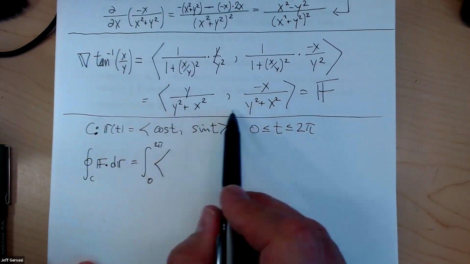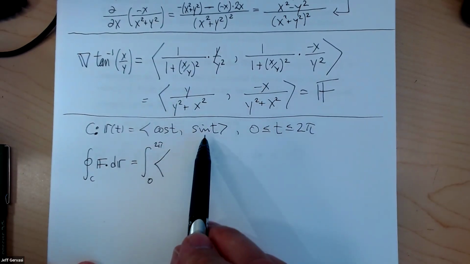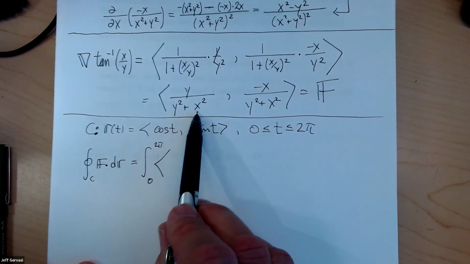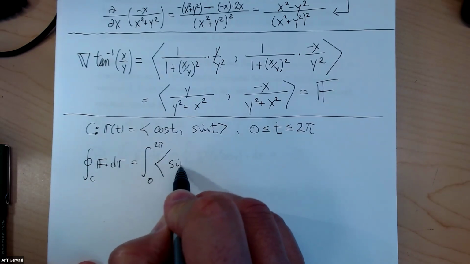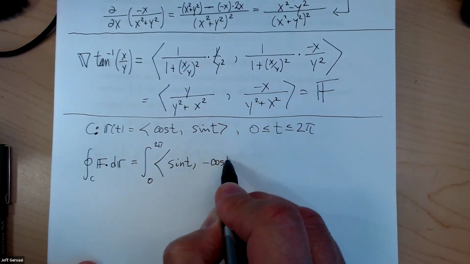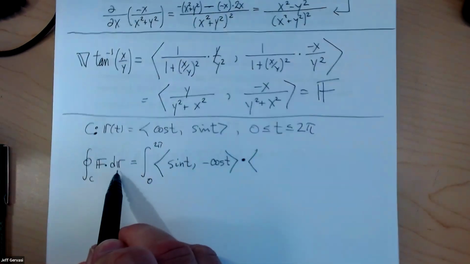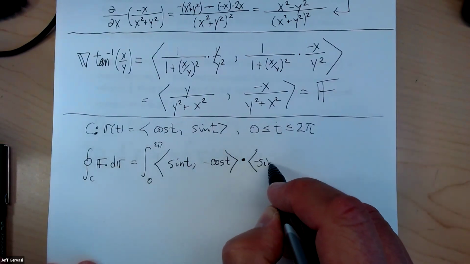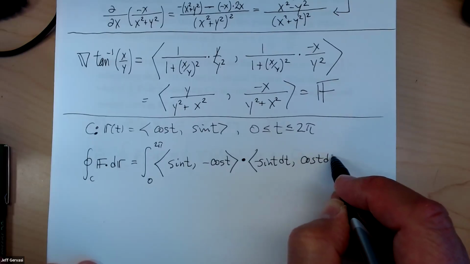So replace all the x's with cosine t, all the y's with sine t. Notice in a denominator, again, you're going to get sine squared plus cosine squared is equal to 1. So my first component is just going to be the sine of t. Second one is going to be negative cosine t. Dot that with the differential of r. Okay, well, that's going to be negative sine t dt, cosine t dt.